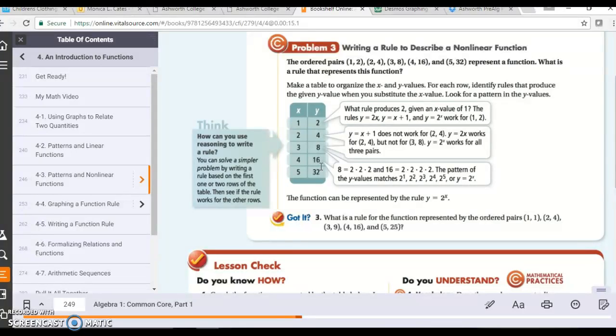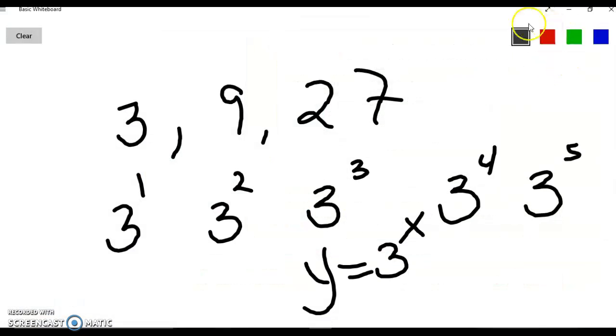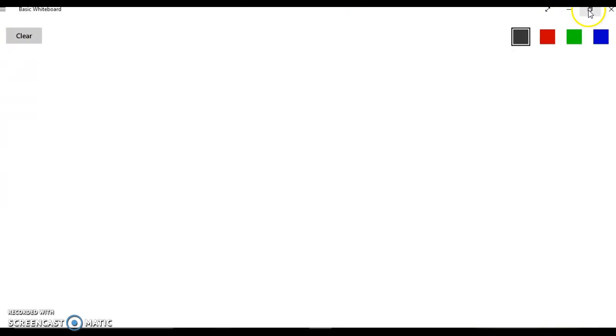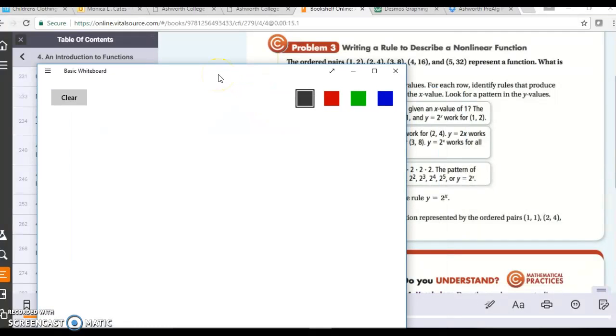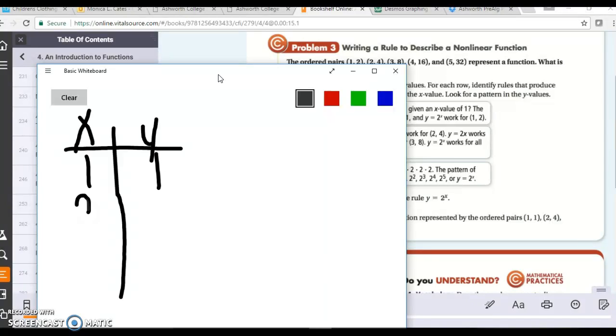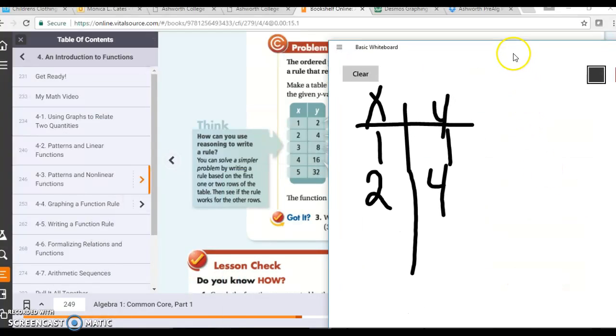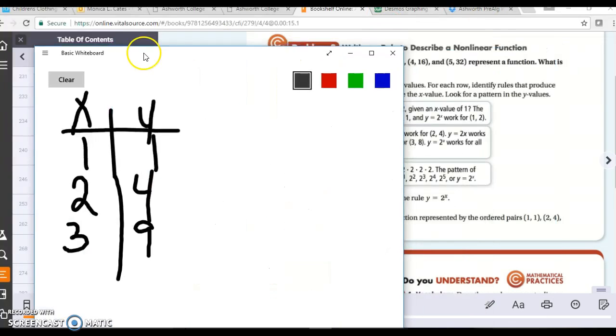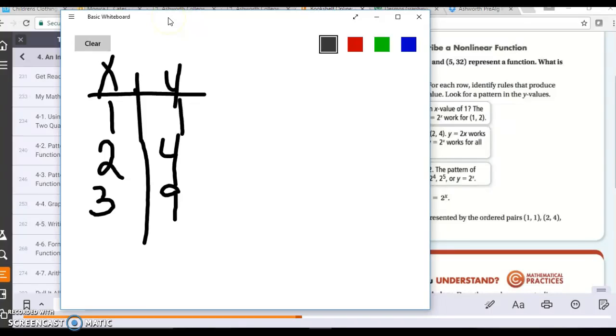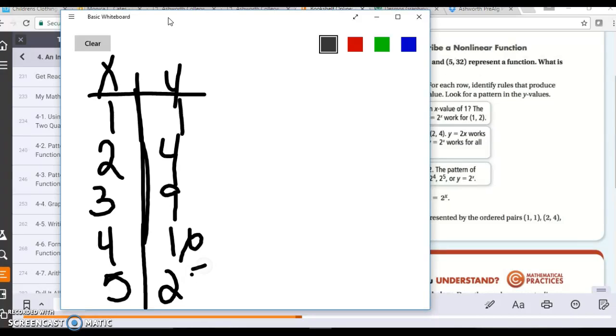Alright, so now let's look at the next one. It says, what is the rule for the function represented by the ordered pairs? So let's write it. I'm going to write it as x, y. So I have (1, 1), (2, 4), (3, 9), (4, 16), and (5, 25).